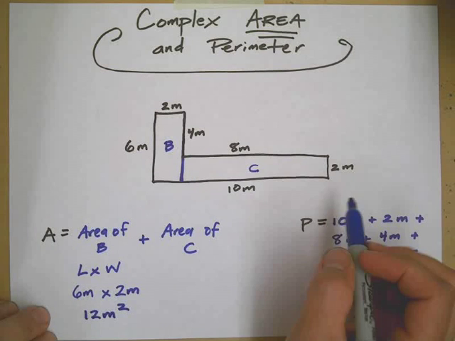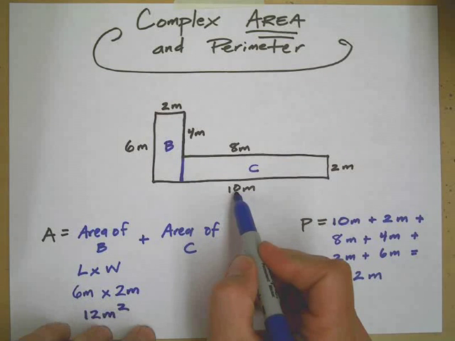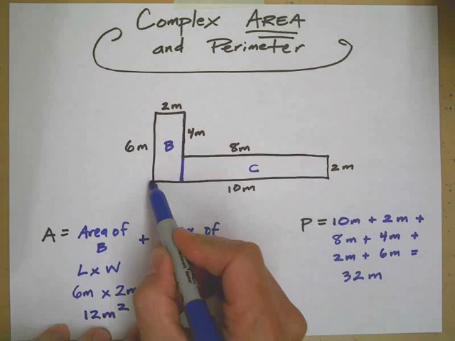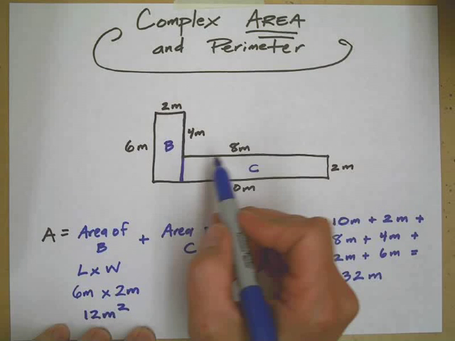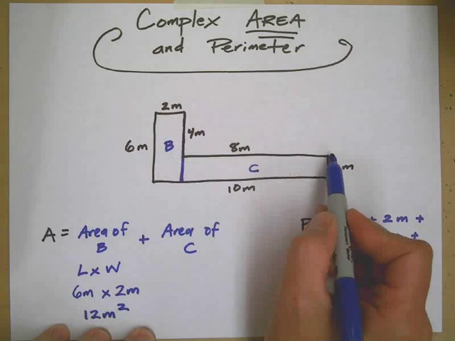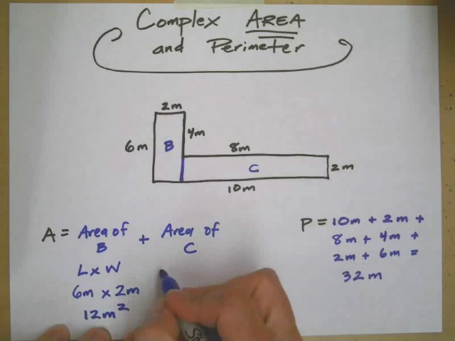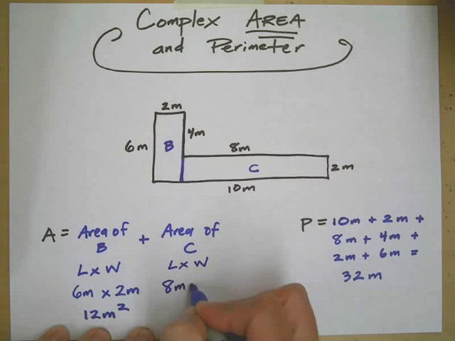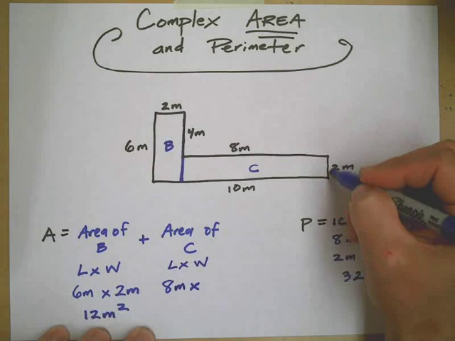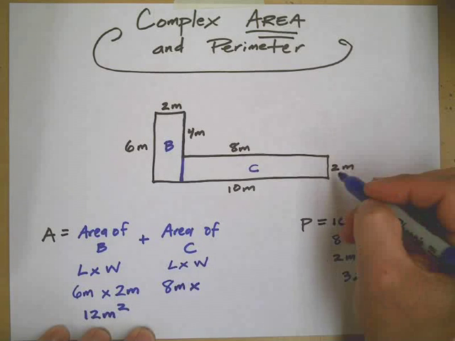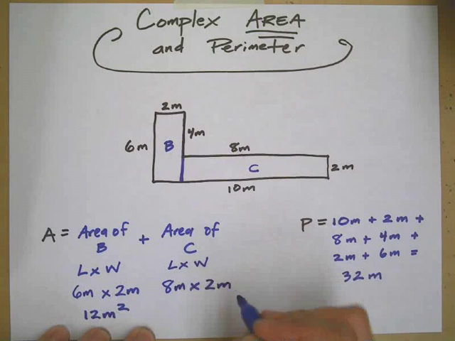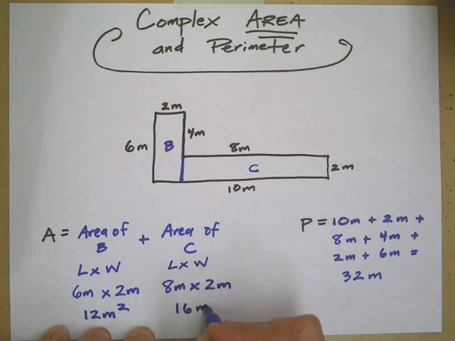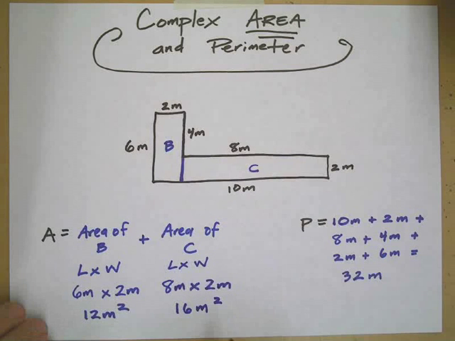Area C, on the other hand, this is a little bit misleading because this 10 meters is actually from point to point. So the longest side is actually from here to here, and we see that it's labeled as 8 meters. We're going to take that 8 meters. The short side is pretty obvious. It's the same as this one right here. That's 2 meters. Multiply them together, and we get 16 meters squared.